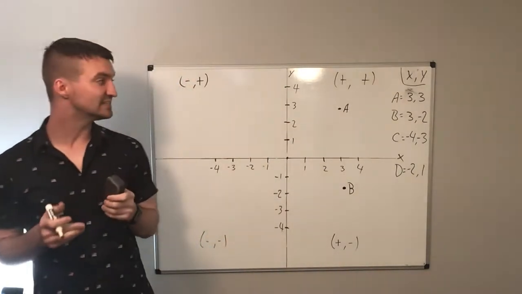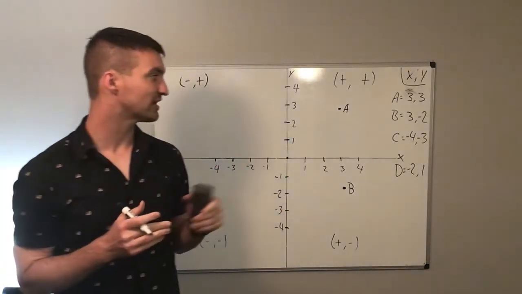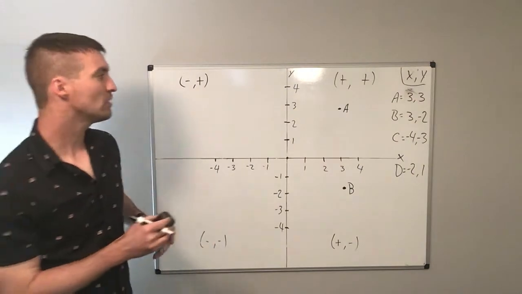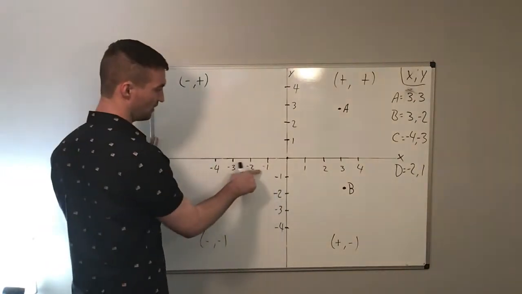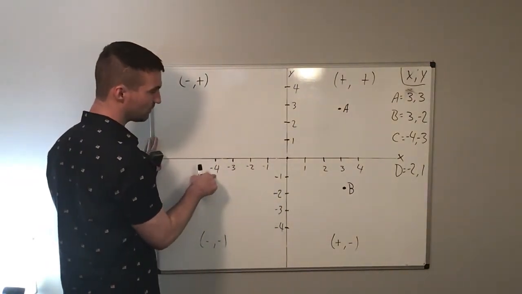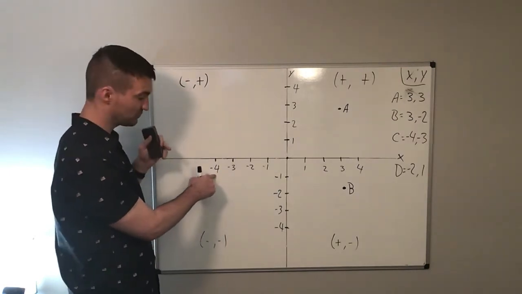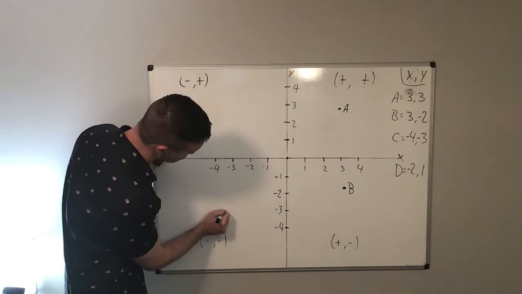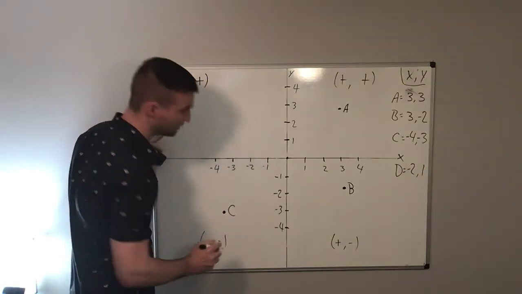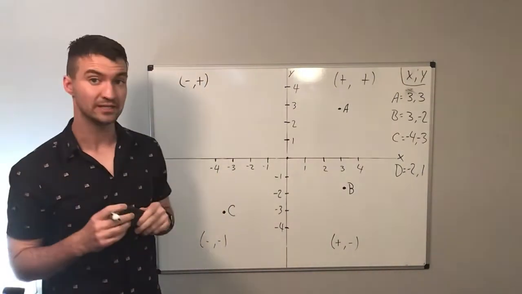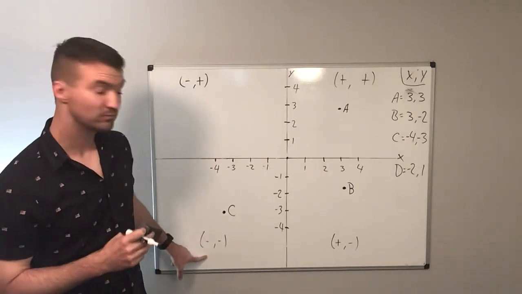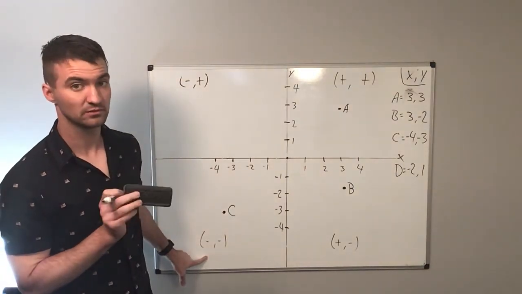Now let's go to C. C is going to be negative 4, negative 3. So it's going to be this negative, negative quadrant right here. So we're going to take it and we're going to go out 1, 2, 3, all the way to negative 4. And then we're going to go down to negative 3. 1, 2, 3. Okay, and so that's point C. It's negative 4, negative 3. We end up right here in this quadrant that's made up of both negative points.